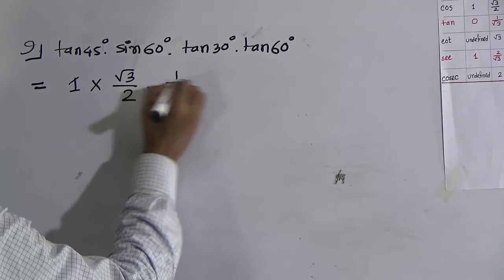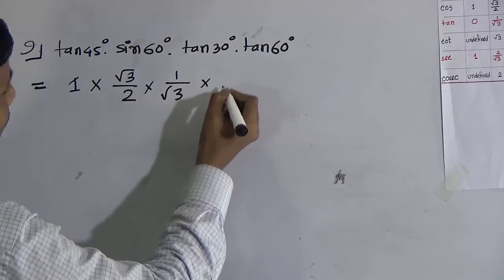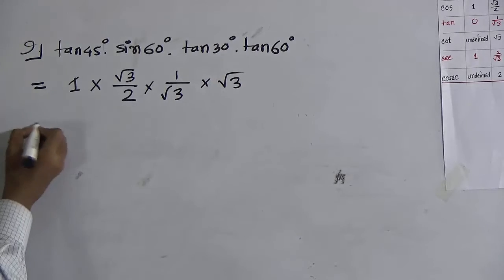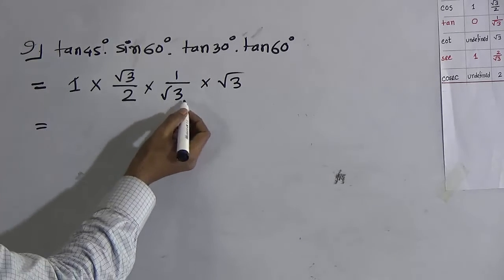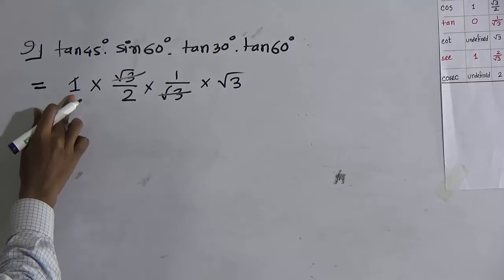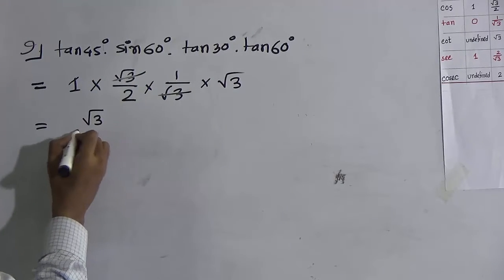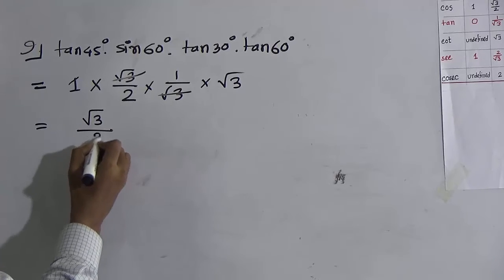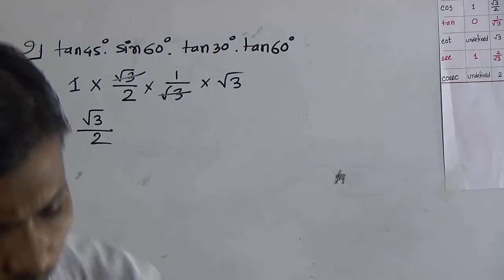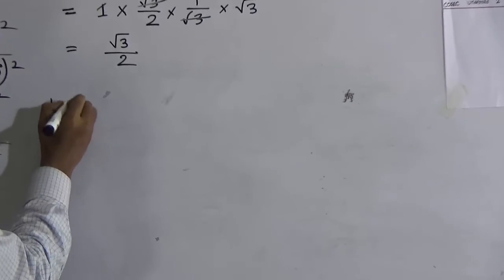One by root 3 into tan 60 degree means what? Root 3. Then look, root 3 vanishes. This is numerator 1 and root 3. That means root 3. And denominator is only 2. And this is the result. Okay, student. Now see question number 12.